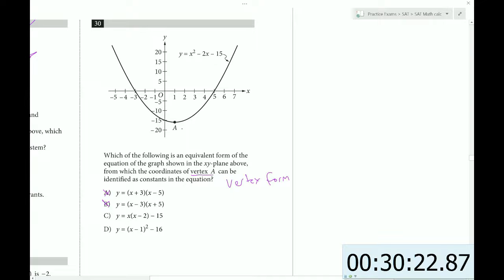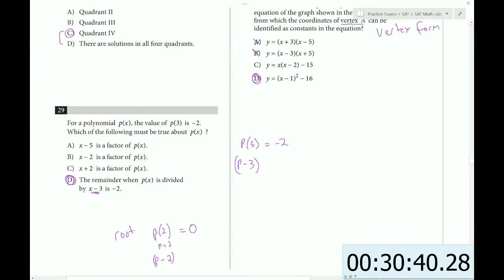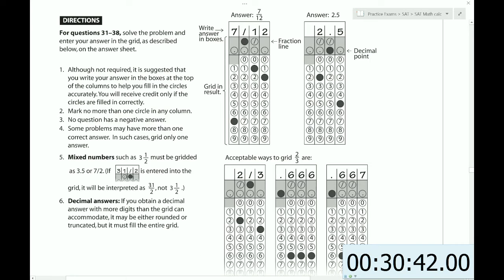So right away we could already tell what the coordinates of the vertex are. It's over 1 and down, it looks like either 15 or 16. Let's go with 16. But yeah, definitely over 1. So this is the one that's showing that it's over 1, right? This would be over to the right by 2. So answer choice is D. And we're on to the grid ins.